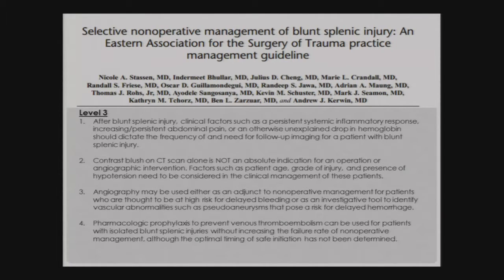And then level 3, much of these are going to be the same in the hepatic group as well, but essentially, reimaging, number 1, states that reimaging should be based on clinical factors in terms of determining timing of reimaging. Contrast blush alone on CT is not an absolute indication for an operation or angiography. And then angiography is used as an adjunct for patients who it is thought may be able to either delay bleeding or look for vascular abnormalities like pseudoaneurysm that you weren't able to definitively say yes or no on CT scan.